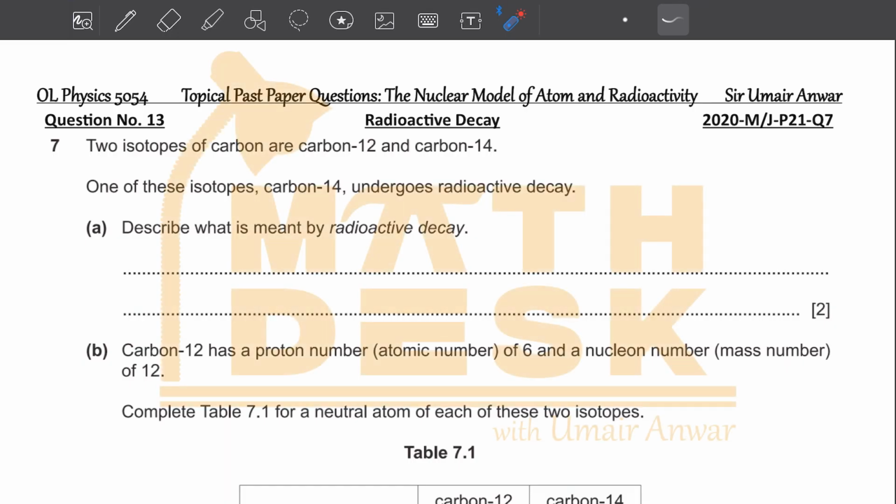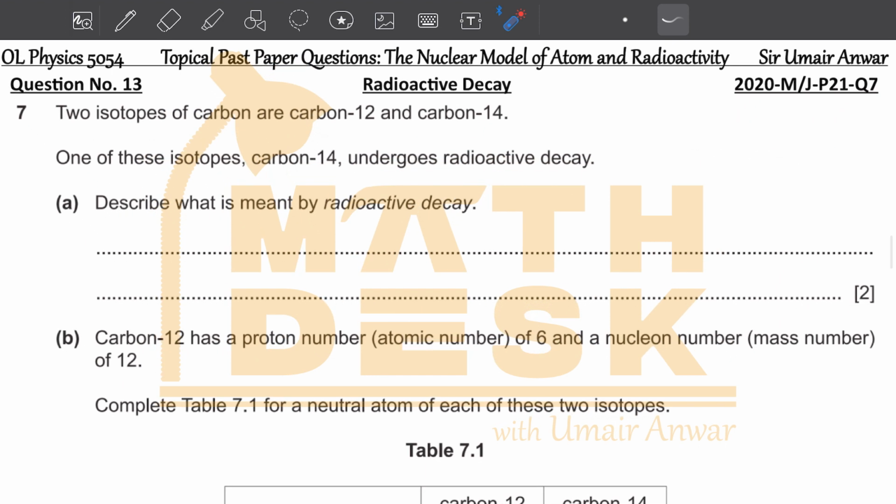Welcome to this tutorial. I'm solving question number 7 of paper 2-1 May-June's exam series of 2020, and the topic of this question is radioactive decay. The question says two isotopes of carbon are carbon 12 and carbon 14. One of these isotopes, carbon 14, undergoes radioactive decay. Describe what is meant by radioactive decay.